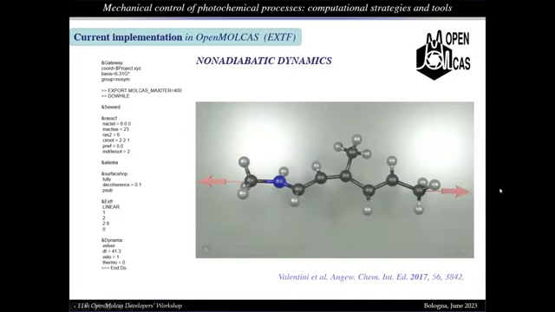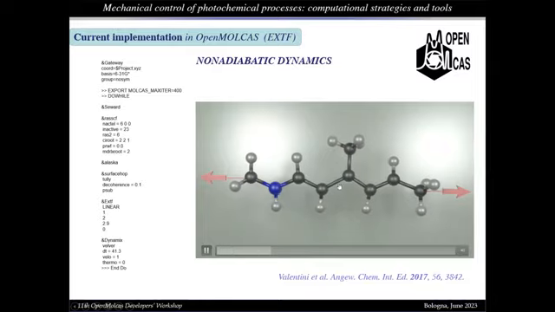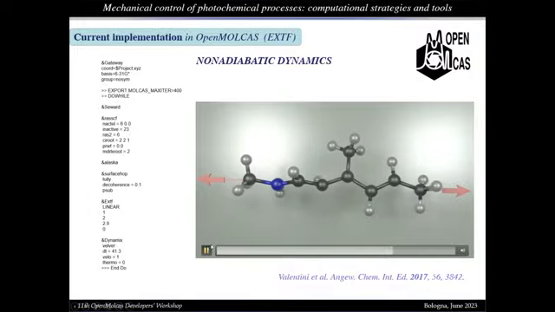When we apply a force pair here in these 2 points, these are 2 methyl groups attached to this minimal retinal chromophore. It's a model chromophore. So we can study in this case the cis to trans, the trans to cis photoisomerization.